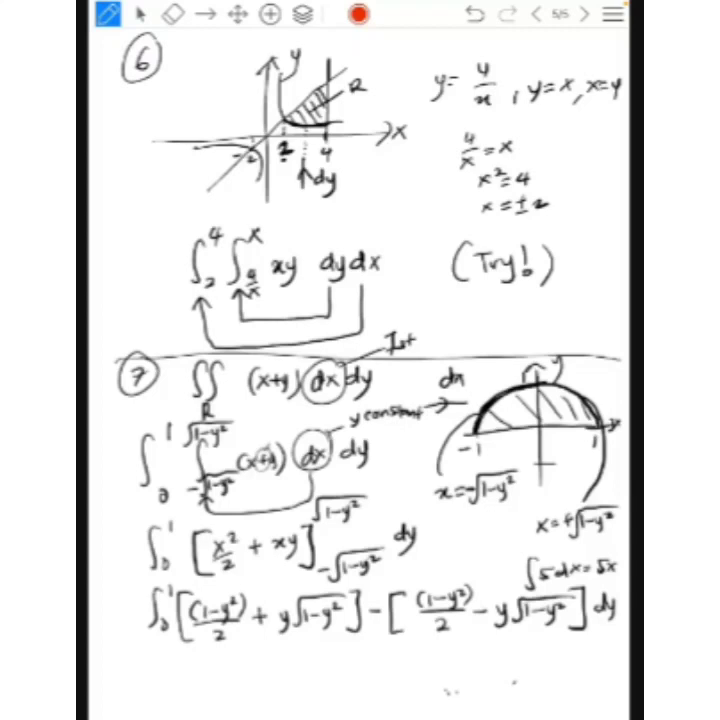Okay, so this one and this one actually can cancel out. So we have 0 to 1, 2y square root of 1 minus y squared dy. So this is what is left.